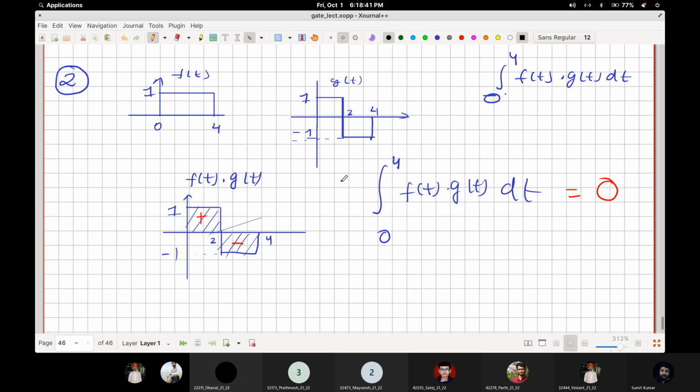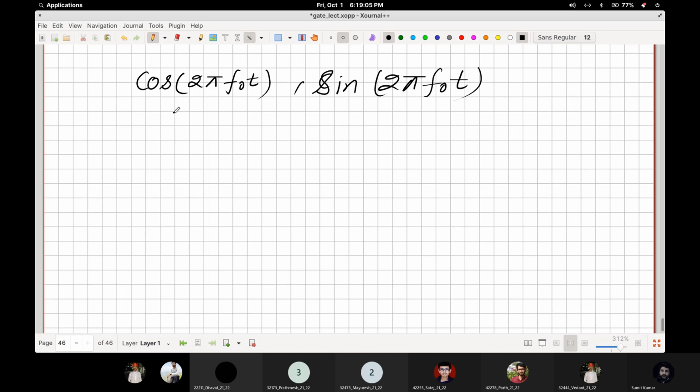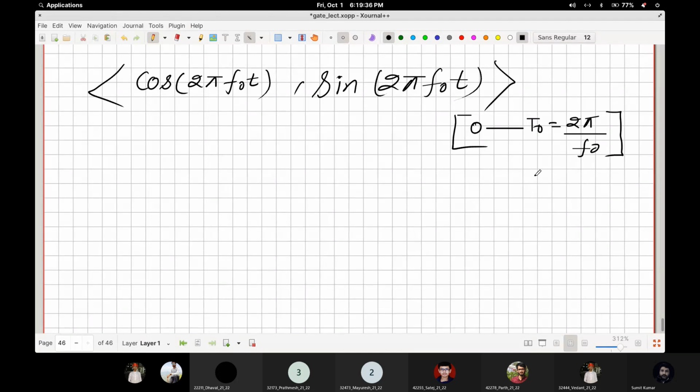Okay, is that clear? I would just want to tell you this: what is cos t? Let me just say cos 2 pi f naught t, and another is sine 2 pi f naught t. We want to know between 0 to t naught, where t naught is equal to 2 pi by f naught. Find the dot product of this and this between this time. Can you do this? Can you work it out? Yes. Please do that. This is very important.